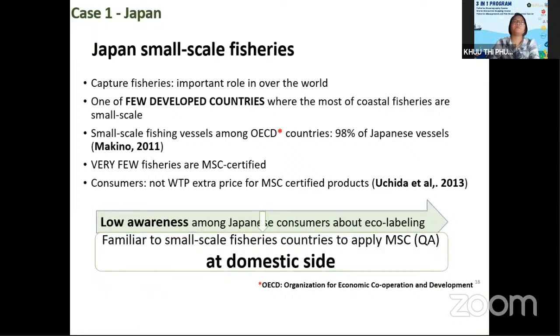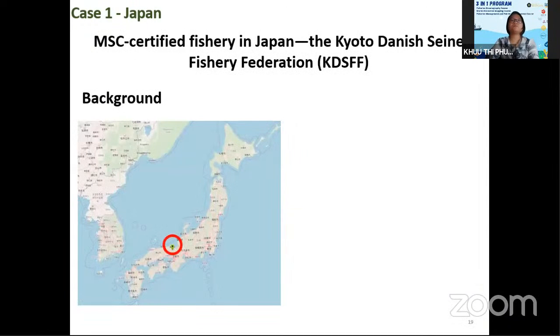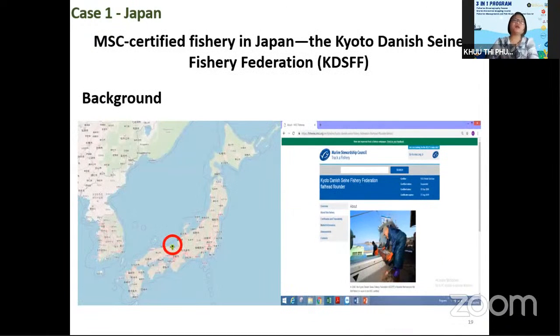Yeah. And actually they also have low awareness among Japanese consumers about eco-labeling, and they are familiar with small-scale fisheries countries who apply MSC or quality assurance only at the domestic site. And here is the case.